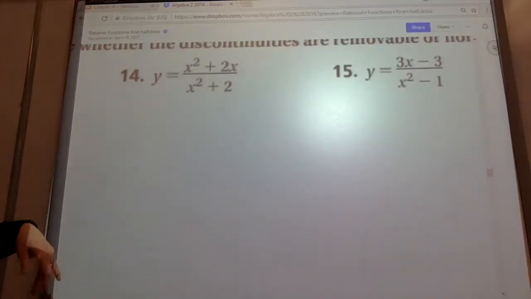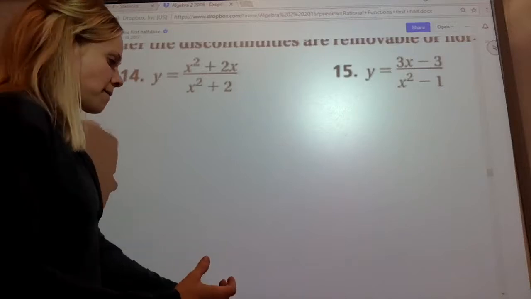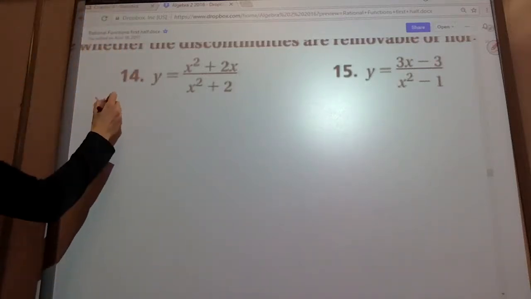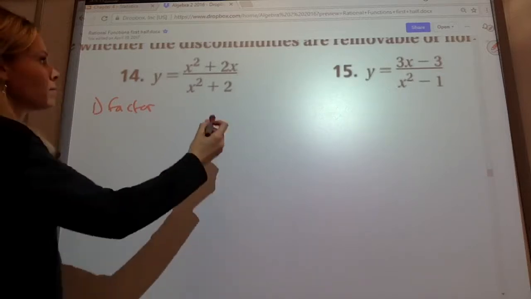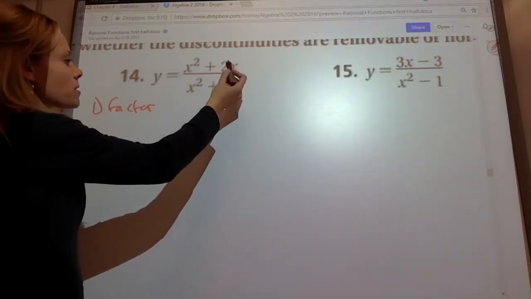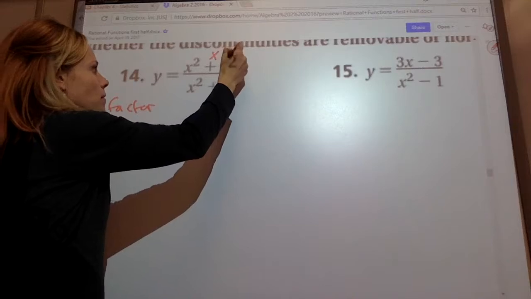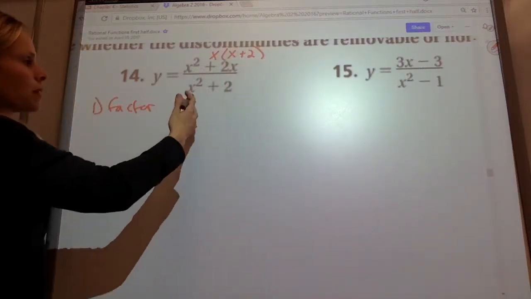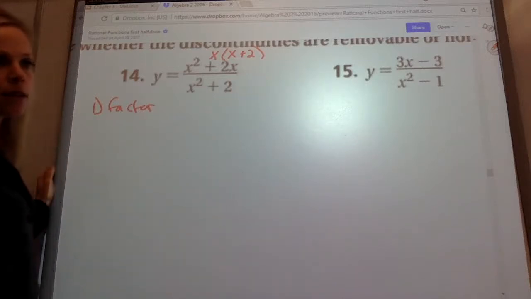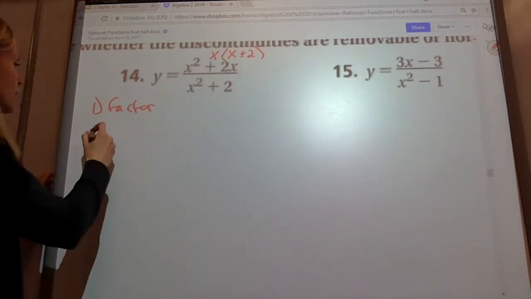Example, first step again, I want to factor. What can I factor? Can I factor the top? What can I factor out of both terms? An x, yep. Can I factor the bottom? No. Yep, there's nothing I can factor out. I can't, nope, nothing. Okay, so that's done.